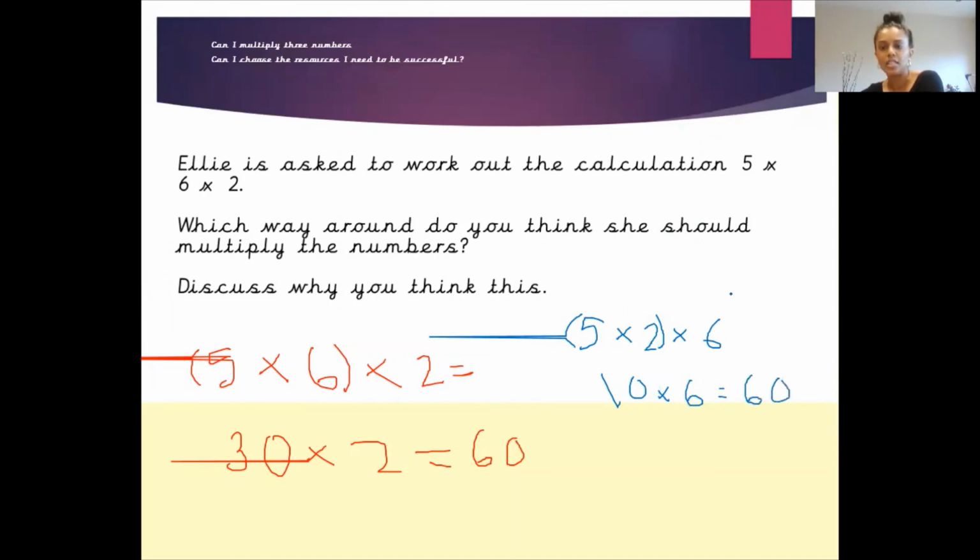So as you can see, when we organize the numbers into a different way, we still get the same answer, given that we multiplied them correctly in the first place. So it actually doesn't matter which order you multiply them. However, looking at the red one, it is easier to do it this way, but it's also easier to do it the other way. It's really up to you.